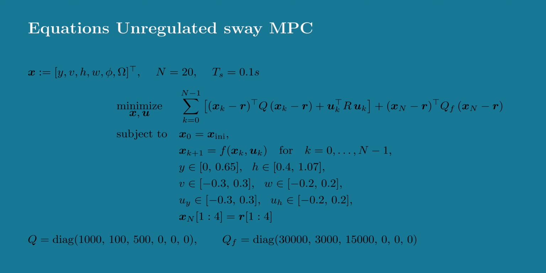Here we have the MPC formulation, which performs point-to-point motions. At each time step, we solve this optimization problem over our states and inputs. For the horizon, we select 20 steps with a sampling time of 0.1 seconds, which gives us 2 seconds of prediction into the future. Since we're formulating point-to-point motions, the objective penalizes the quadratic error between the current states and a target state R, weighted by these matrices Q and QF.